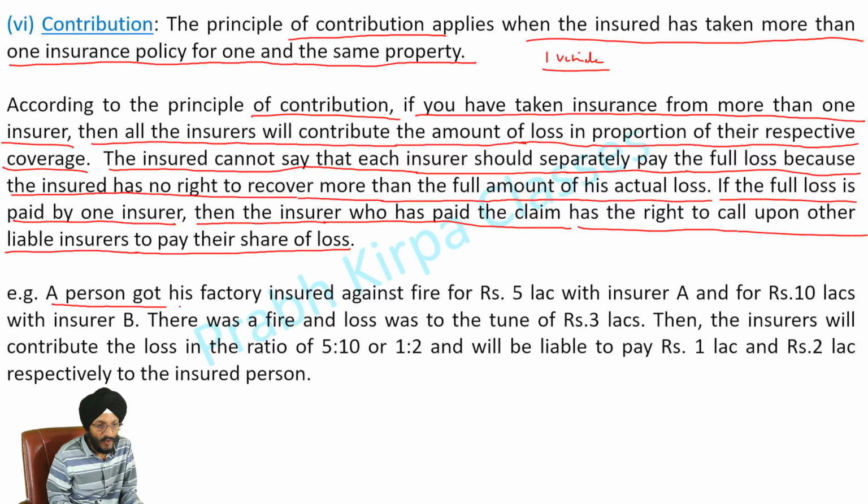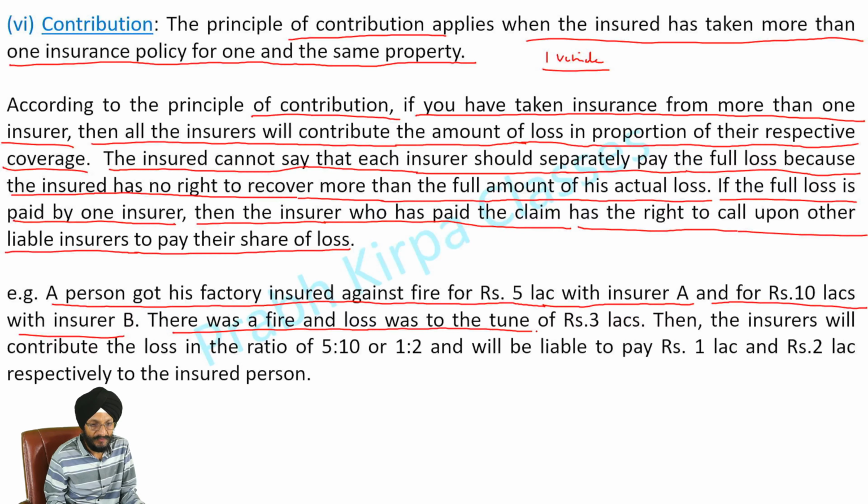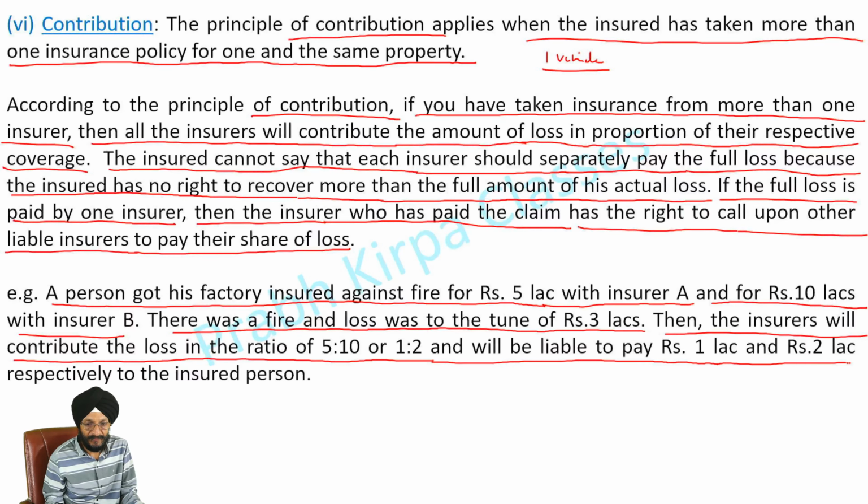We can understand this principle with the help of an example. A person got his factory insured against fire for rupees 5 lakh with insurer A and with another insurer B for rupees 10 lakhs. There was a fire and loss was to the tune of rupees 3 lakhs. Then insurers will contribute the loss in the ratio of 5 to 10, or 1 is to 2, and will be liable to pay rupees 1 lakh and 2 lakhs respectively to the insured person.